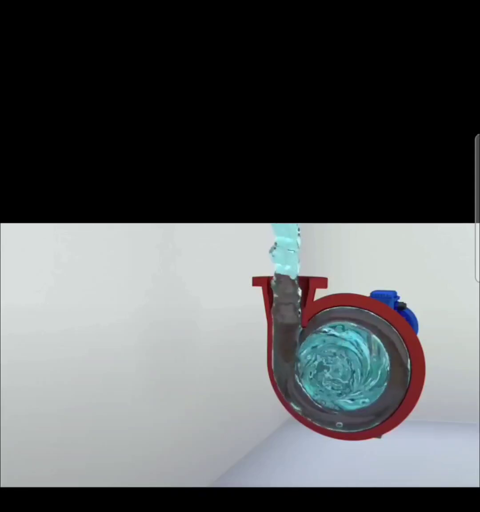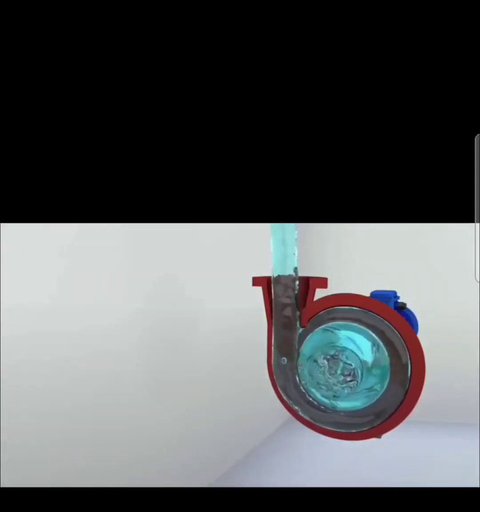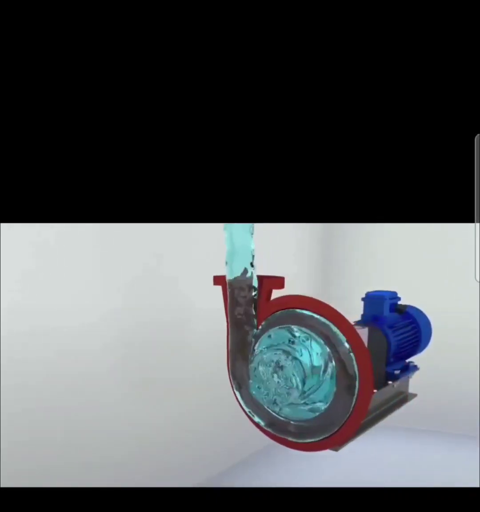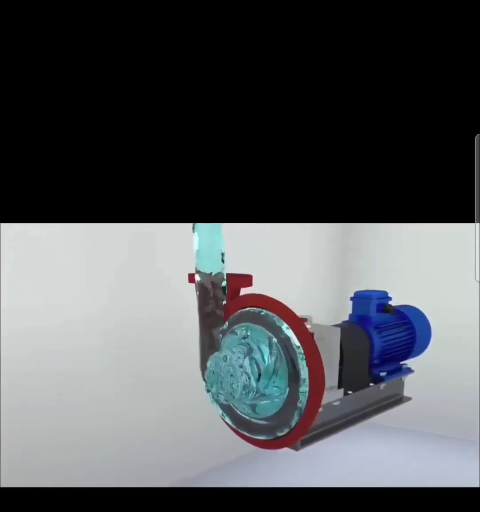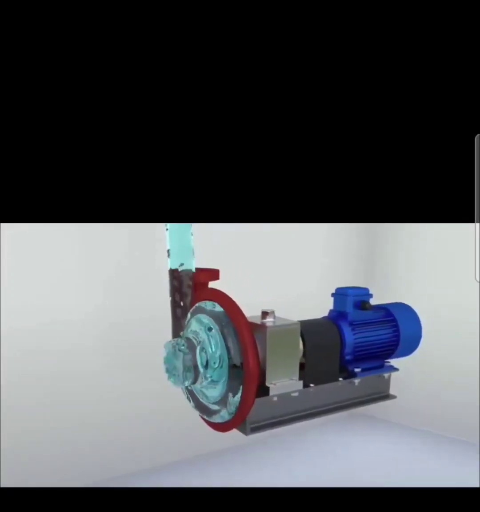The accelerated liquid particles enter the volute, which converts part of the velocity into pressure. The diameter of the passage section of the volute in the discharge nozzle gradually increases. The fluid velocity decreases, and the pressure, according to Bernoulli's law, increases.